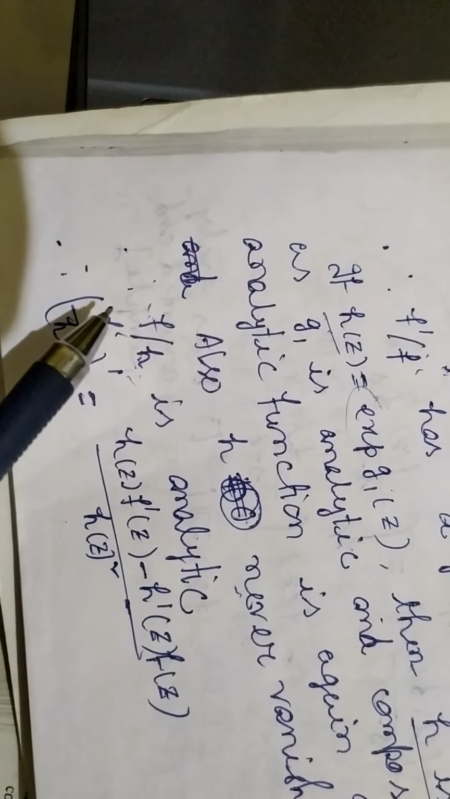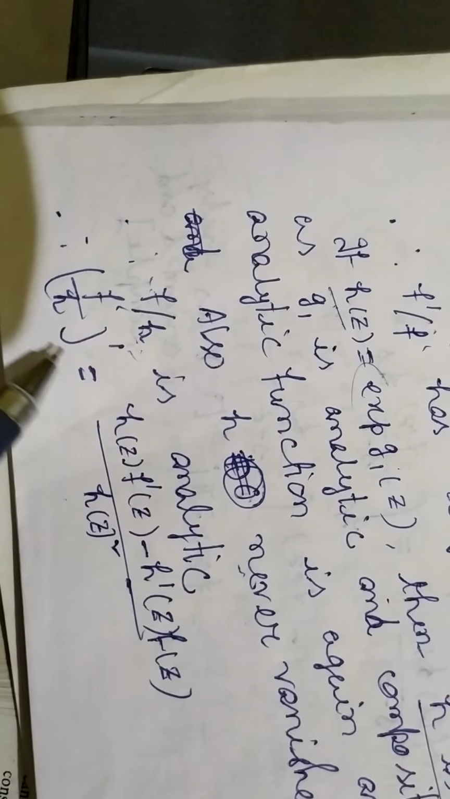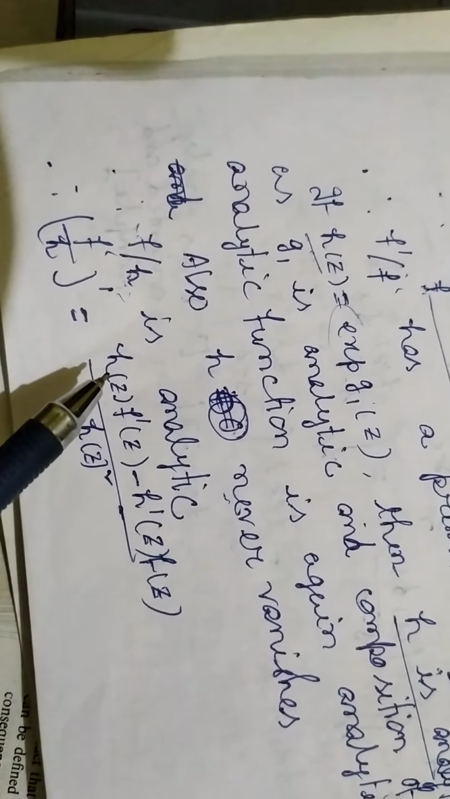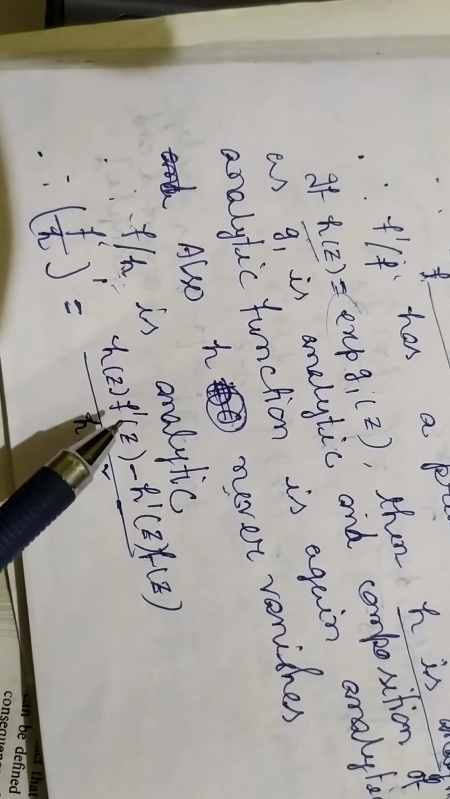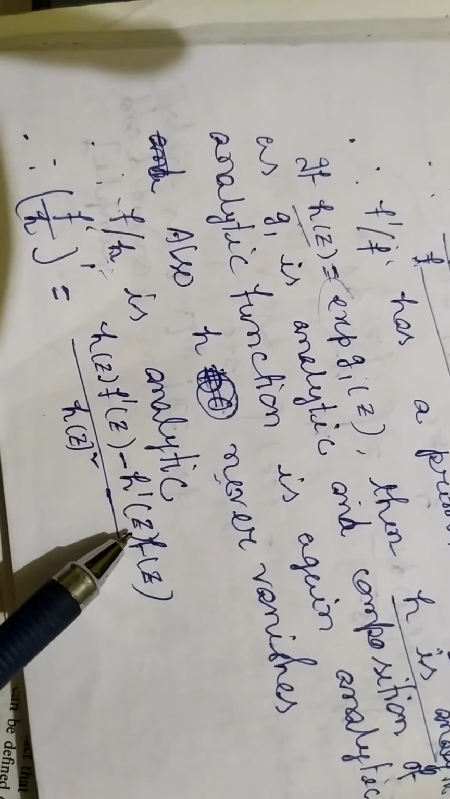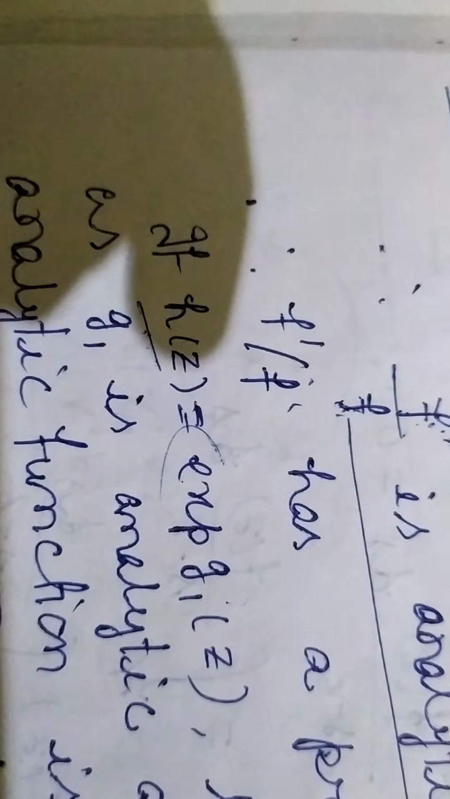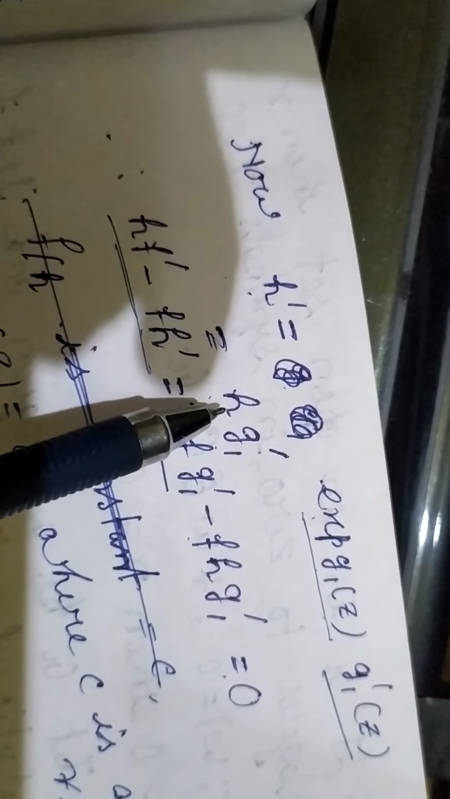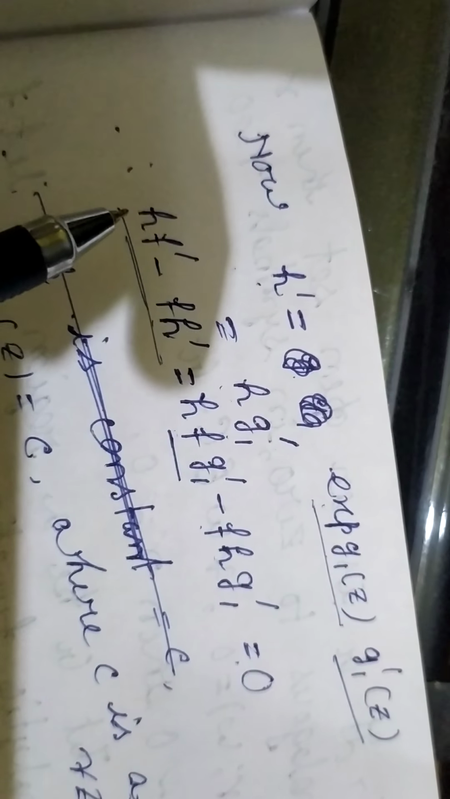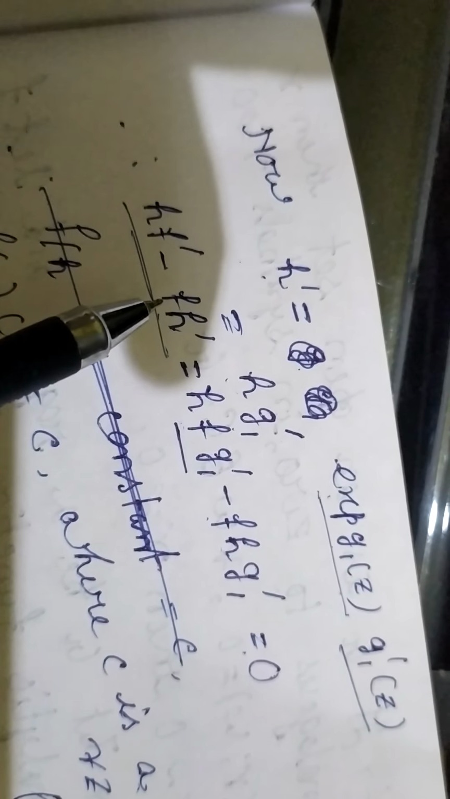So now you consider the derivative of this analytic function. Just remember the quotient rule: the derivative is (h(z) f'(z) - f(z) h'(z)) over h(z) squared. So what is our h'? Since h is exponential of g1(z), h'(z) is exponential of g1(z) into g1'(z), and this part is nothing but h, so h' is h g1'. So we have h f' minus f h'.